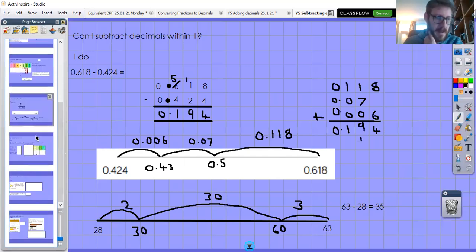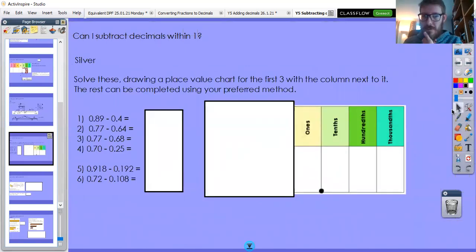Okay, time for you to have a go. So for these questions, silver questions, have a go at answering these. But for the first 3, I'd like you to draw the place value chart and do the column next to it. So just for the first 3 questions, do the place value chart and show the exchanging if you have to do any, and draw the column calculation next to it. And then for the rest of them, you can do it any way you like. You could try doing it with a number line for one of them. And yeah, but I'm imagining for the most part, you'll be using column for the others. So have a go at these silver questions.